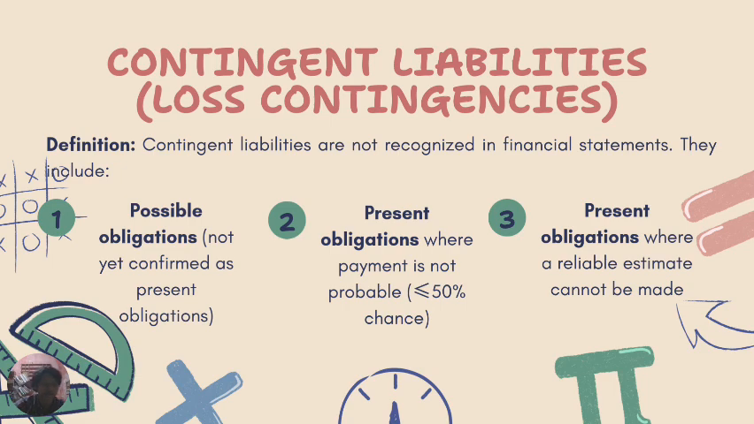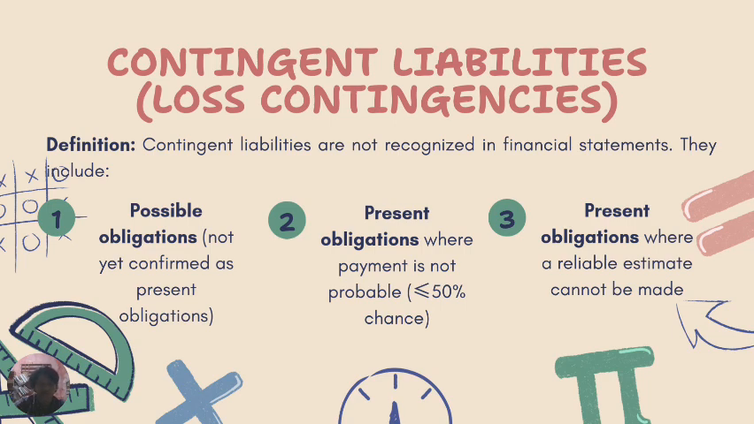First is a possible obligation. It's not yet confirmed whether the company truly has an obligation. Second, a present obligation but not probable. So the obligation exists, but the likelihood of payment is low. For example, like less than 50%.